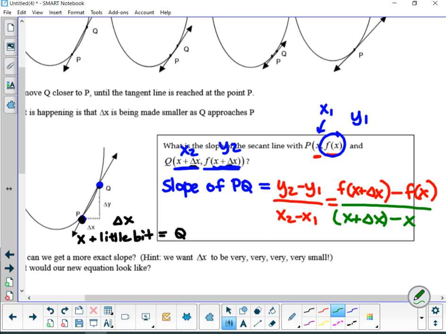So let's back it up. I just wrote a slope, just like algebra 1 all day long, y2 minus y1 over x2 minus x1. I just used some weird notation to talk about the coordinates of point P and the coordinates of point Q. And there is a reason I did that, which we're going to show you in a minute.